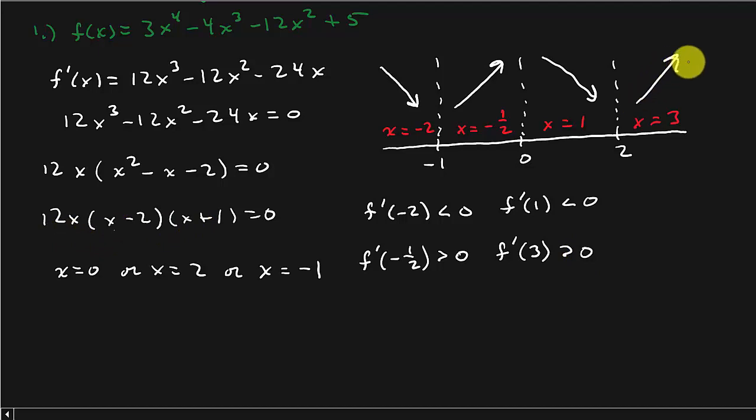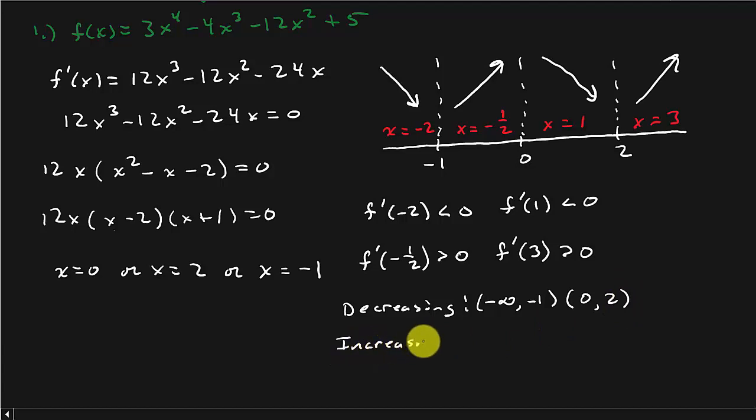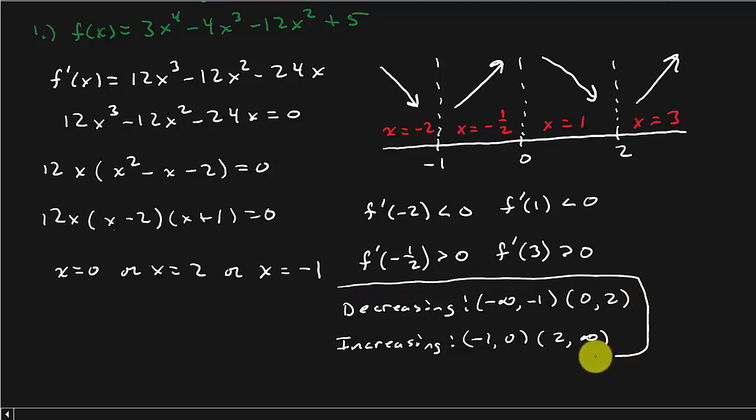So that is increasing. So we can say that the function is decreasing from -infinity to -1 and 0 to 2, and it is increasing from -1 to 0 and 2 to infinity. So there you go. There's increasing and decreasing.